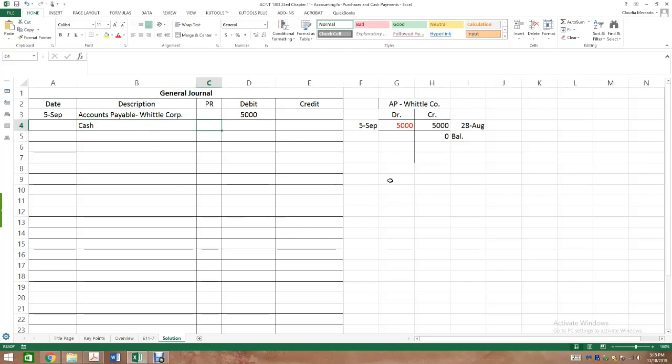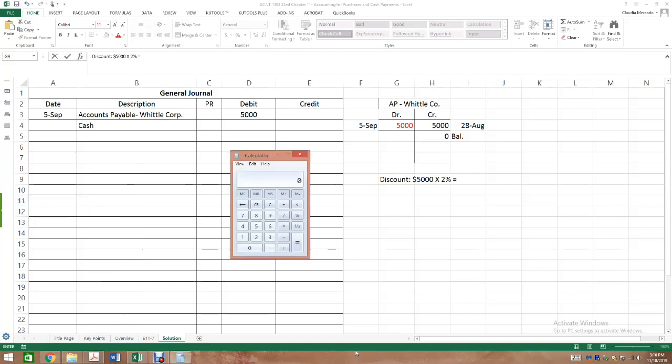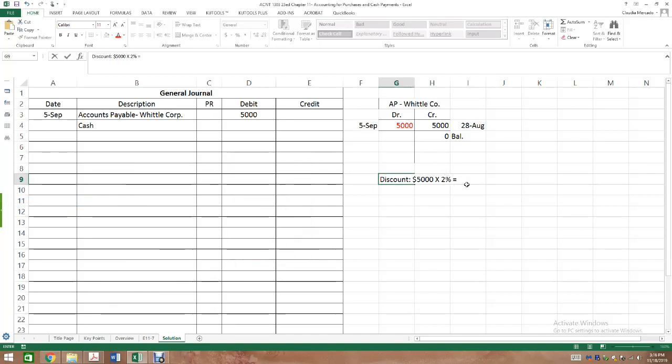You're going to pay $5,000 minus the discount. So now I'm going to calculate down here my discount. I owed $5,000. I am getting a 2% discount. So let me get my calculator out because I cannot do the math in my head. 5,000 times 2%. My discount is going to be $100. So what does that mean? How much cash am I going to pay?